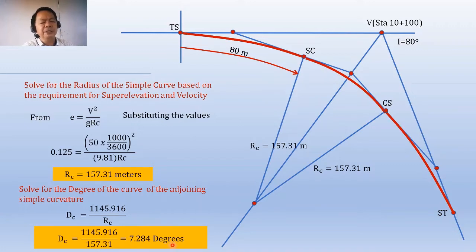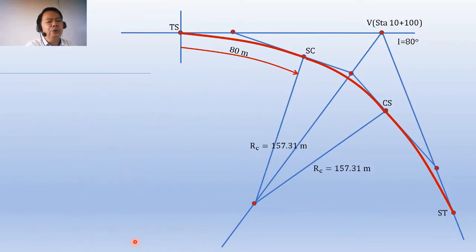So, paano natin ito papaliwanag itong 7.284? Ang ibig sabihin nito, for every 20 meters of this curve, that length will be subtending an angle equal to 7.284 degrees. So, that is the degree of the adjoining simple curvature. Next, what shall we do next?